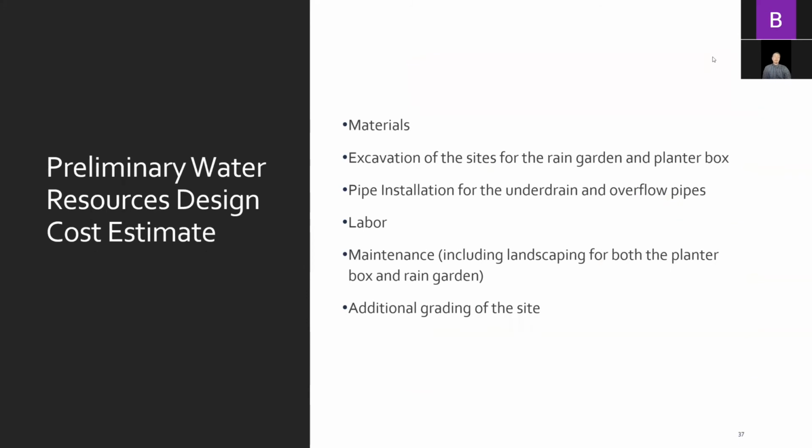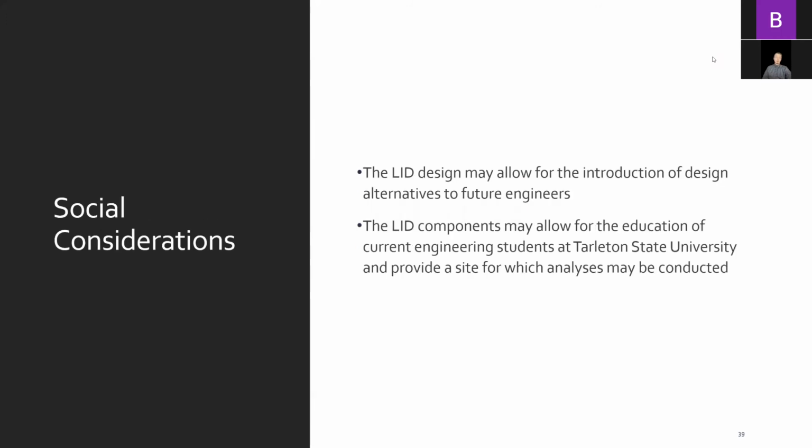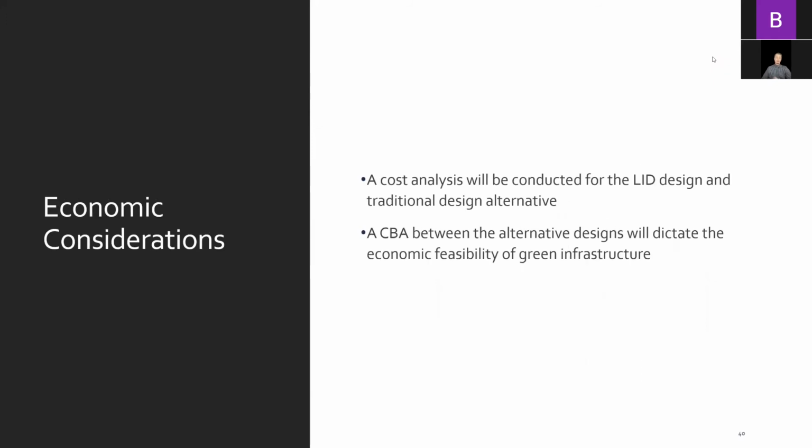The cost estimation must consider materials, excavation, maintenance, labor, and additional grading. Environmental considerations include the mitigation of mosquitoes, as well as the planting of native species and the treatment of water quality. Social considerations include potential educational possibilities for students at Tarleton. Economic considerations include the potential cost-benefit analysis between green infrastructure and gray water infrastructure.